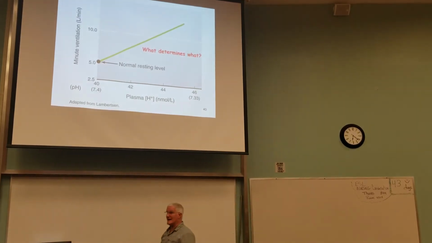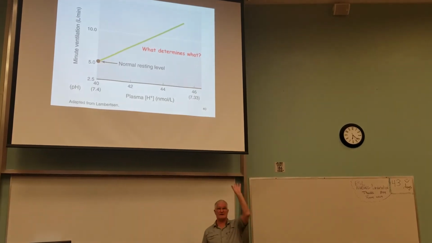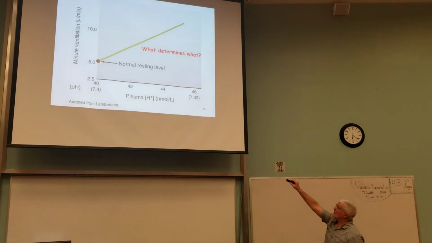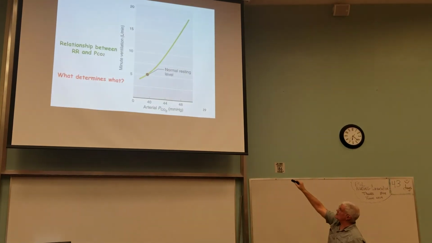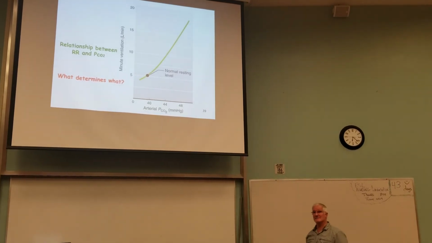So why is it that this is a graph about how pH influences ventilation rates? The more acidic you become, the faster you breathe. The more CO2 you have in the arterial system, the faster you breathe. Why is that? Anybody know?